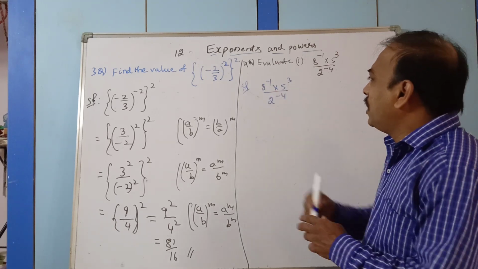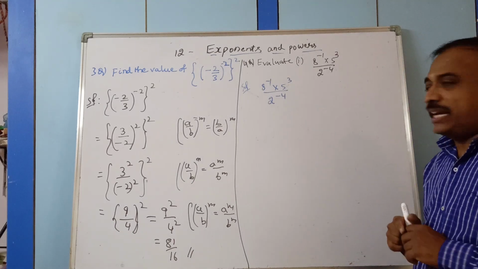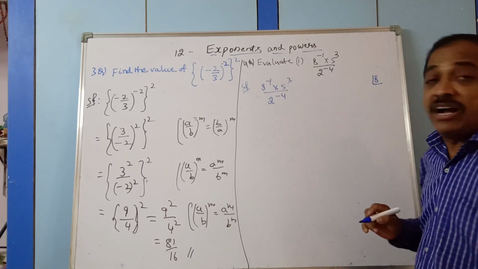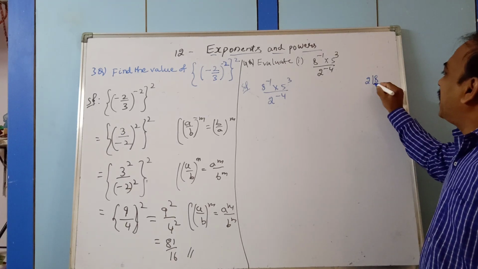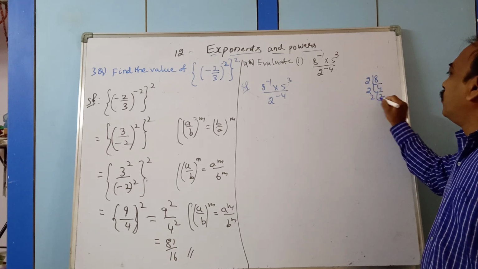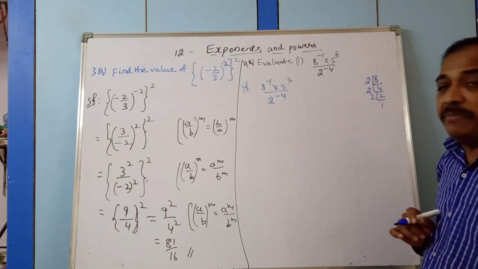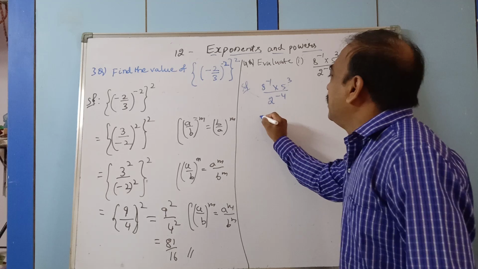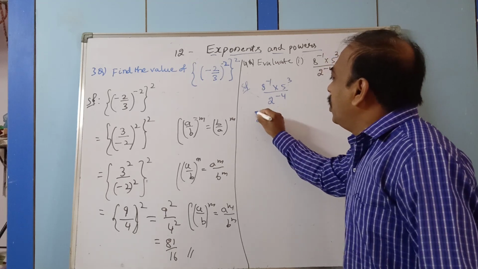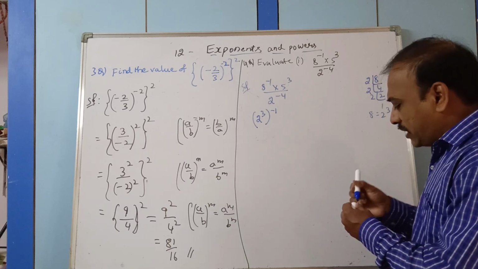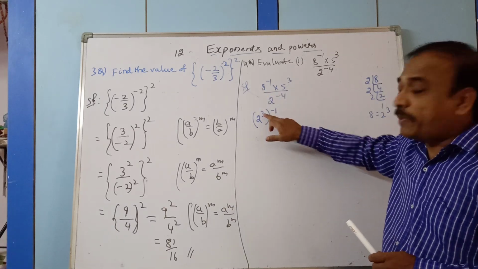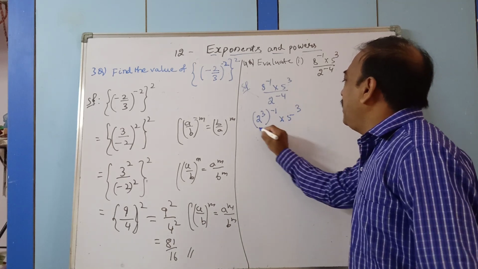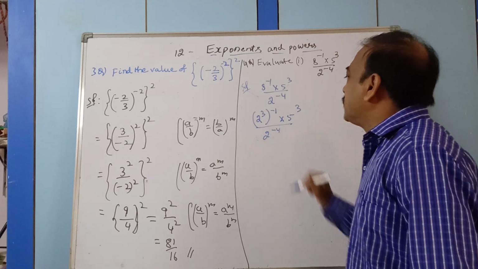Now 8 can be written as 2 to the power 3. Here I am writing the prime factorization: 2 4s are 8, 2 2s are 4, and 2 1s are 2. Here we can stop because all of these are prime numbers. So 8 can be written as 2 power 3. So I am writing this as (2 to the power 3) whole to the power minus 1. Observe it: only the 8 I make as 2 power 3 whole to the power minus 1, into 5 to the power 3 by 2 to the power minus 4.